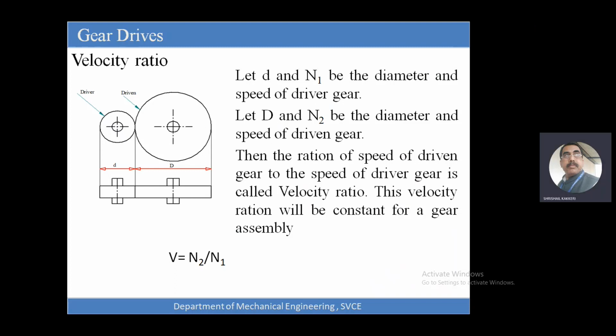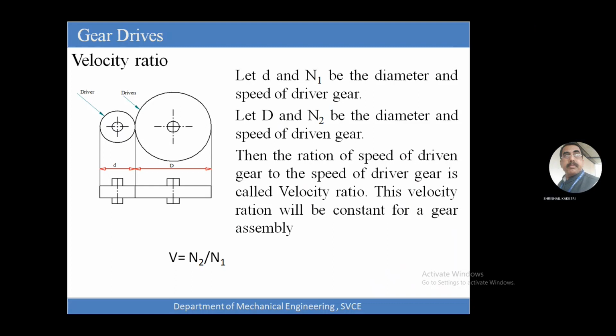For example, you can draw like this. First one, draw a simple, smaller one. The next one, draw slightly bigger. And see that this gap should be the same, because it is the axis distance. This is called the driver gear, and this is called the driven gear.